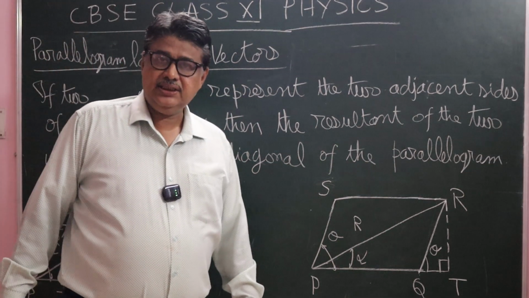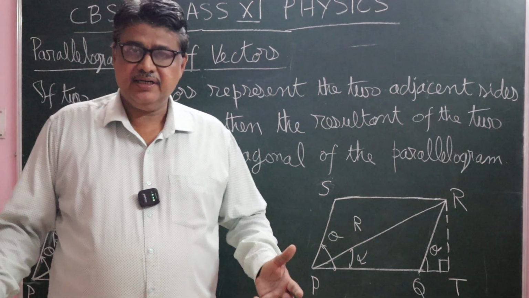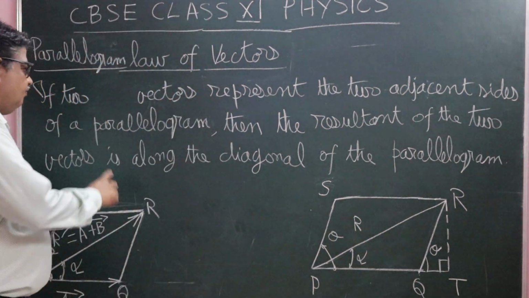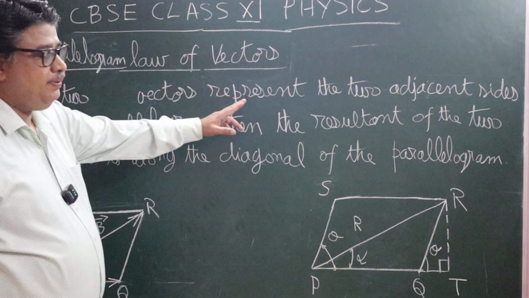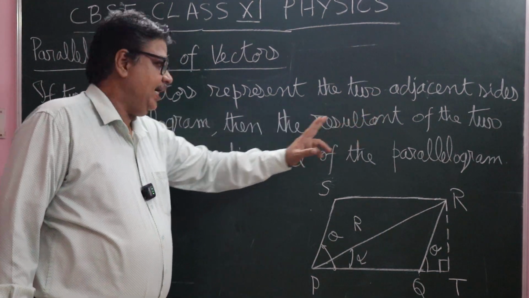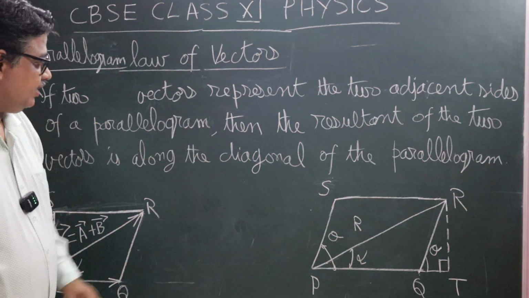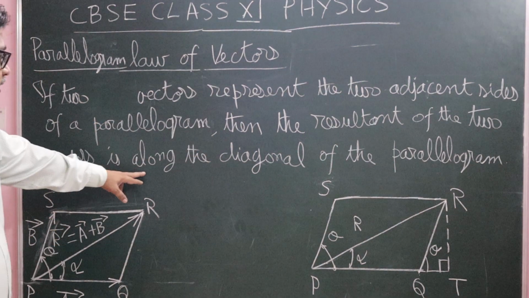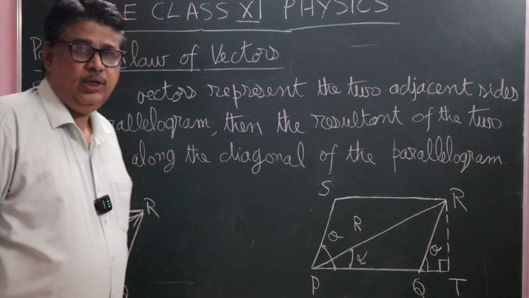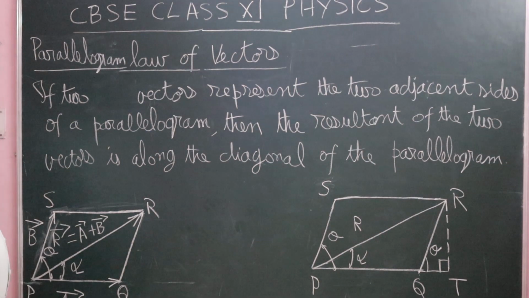Parallelogram law of vectors. What is meant by the parallelogram law of vectors? If two vectors represent the two adjacent sides of a parallelogram, then the resultant of the two vectors is along the diagonal of the parallelogram. This is called the parallelogram law of vectors.